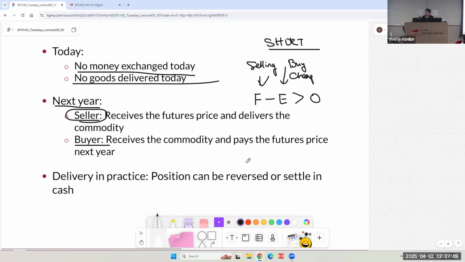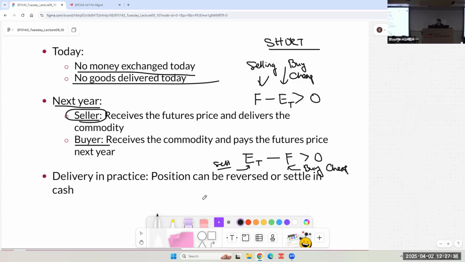The buyer, on the other hand, is betting that this is true. So let me write a big T here to indicate that it's the settlement date. He's hoping that the settlement date price of the underlying asset exceeds the future price, because he's buying cheap from the seller, and hopefully he can sell expensive on the open market. So this is selling from the forward contract. This is selling on the open market. That's the difference. So this is long.